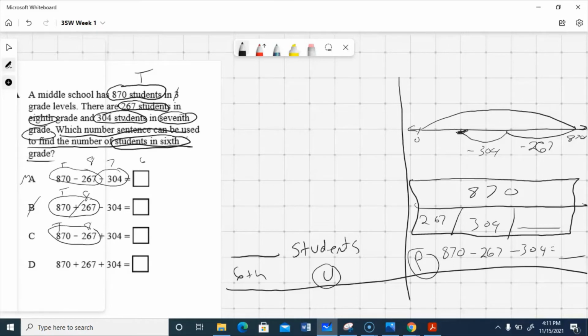Okay, but then it has us adding the 7th graders. That will not work, so I can eliminate answer choice C. And this last one shows us adding all of them together, the total of the 8th graders and the 7th graders, and that will not tell me how many 6th graders there are. So that doesn't work. The way we solve it is answer choice A: 870 minus 267 minus 304.